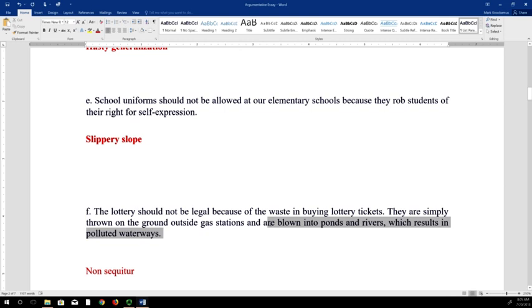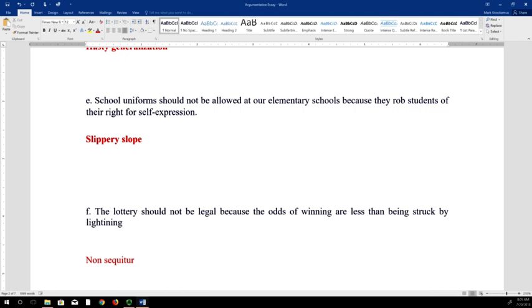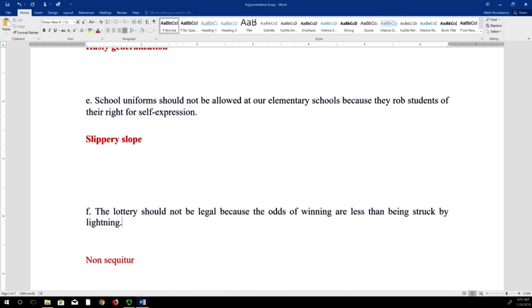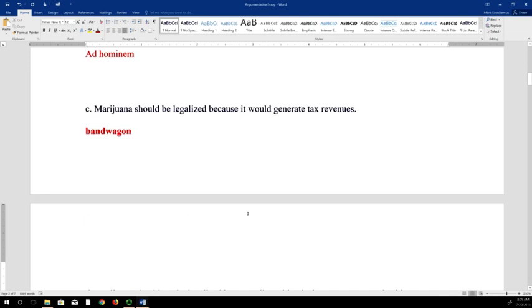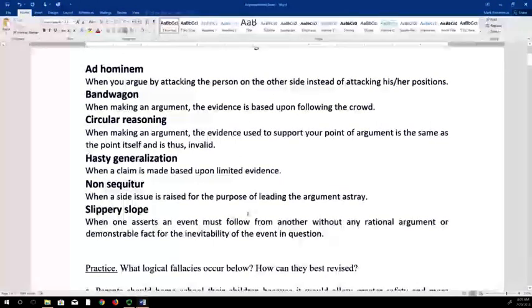The lottery should not be legal because, what can we say here? The odds of winning are less than being struck by lightning. And that's true. And I misspelled lightning. There we go. So, please remember that these logical fallacies, we have to eliminate them from our arguments.